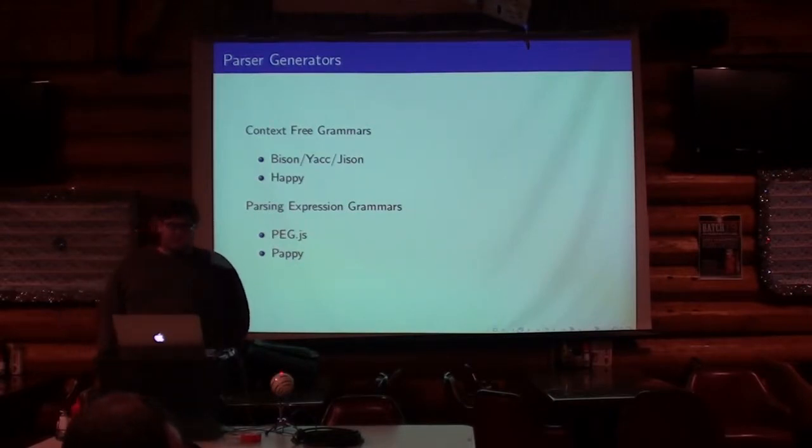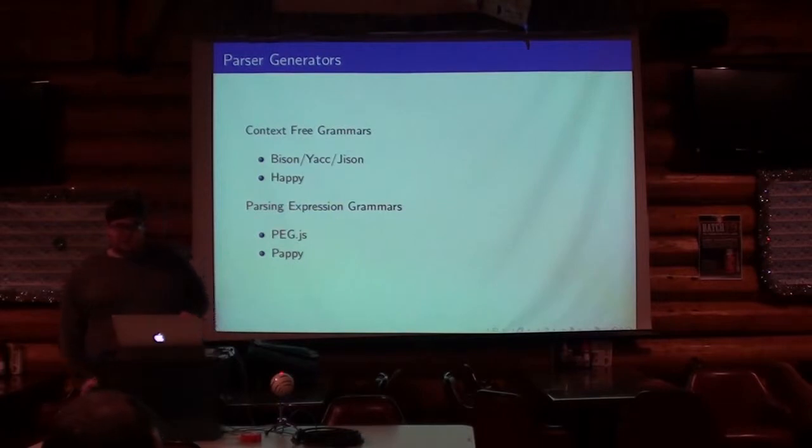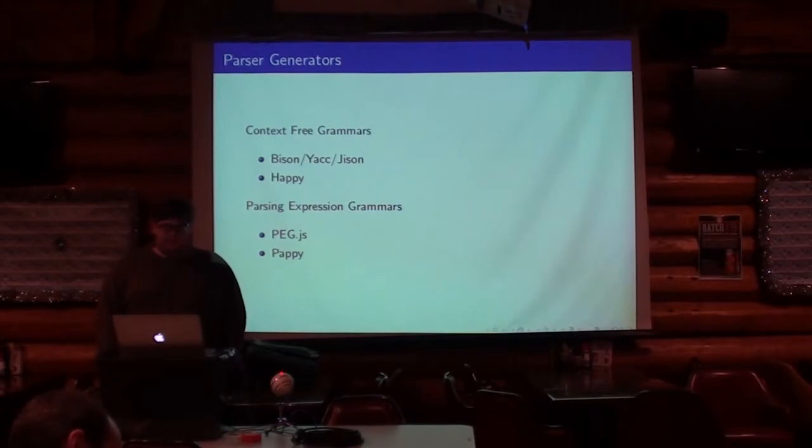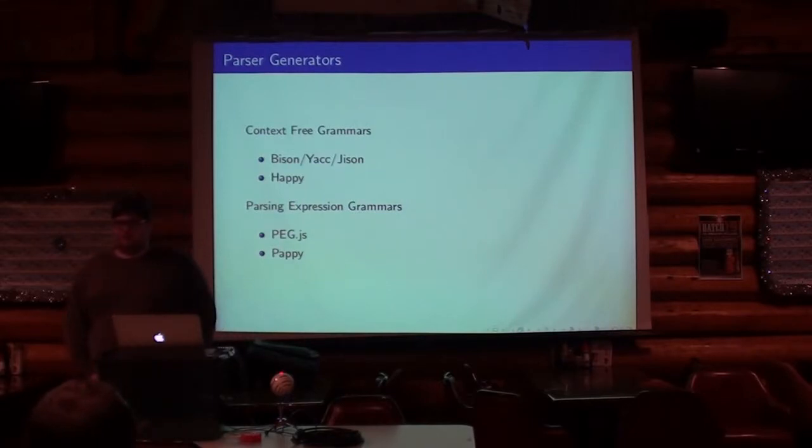Okay, so for parser generators, options for context-free grammars. These are all tools like Bison or Yacc. Bison is the replacement for Yacc, and Jison is the JavaScript implementation of Bison. Happy is a Haskell implementation of Yacc. And for parsing expression grammars, PEG.js is a standard JavaScript implementation, and Happy is again a Haskell implementation.